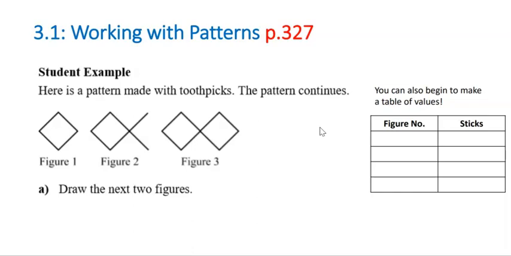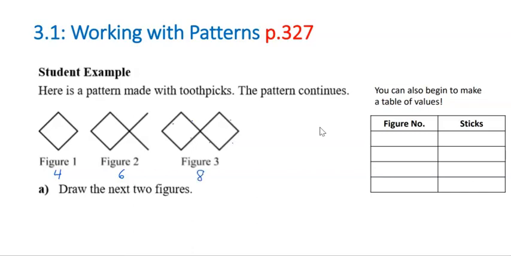a pattern of toothpicks. So it's showing us a visual pattern. Figure 1, we can see that we have 4 toothpicks creating kind of a diamond shape. So I'm going to write that below, 4. Figure 2, we have 1, 2, 3, 4, 5, 6. Figure 3, we have 1, 2, 3, 4, 5, 6, 7, 8.